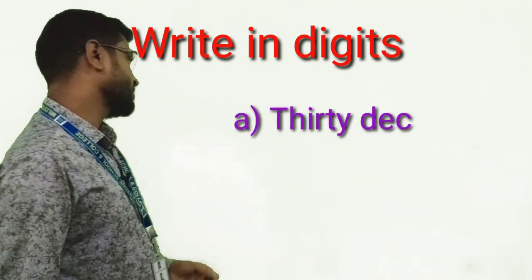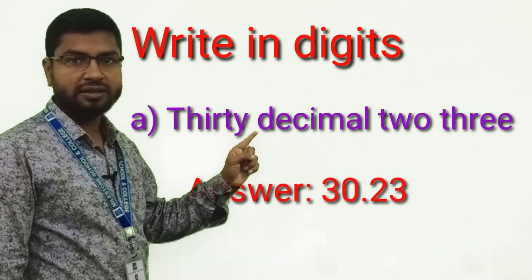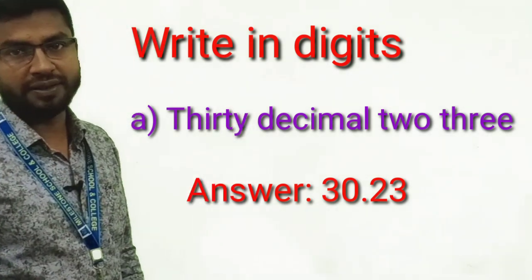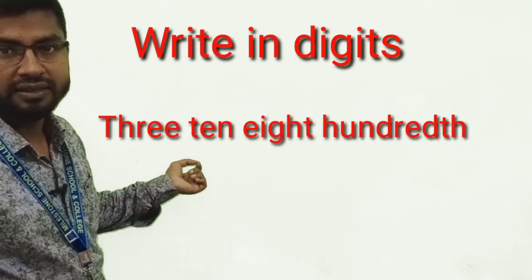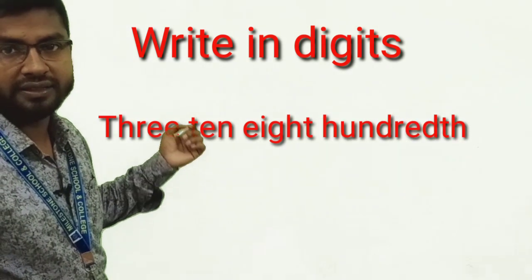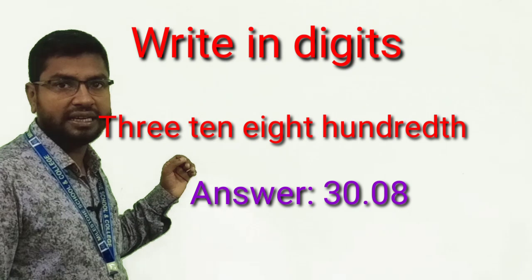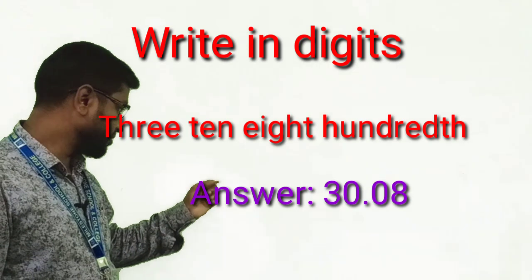Now write in digits. 30 decimal 23. That one we will write in digits as 30 decimal 23. That means 30 decimal 23. Then another one, 3/10, 8/100, 30. We will write 30 decimal 8.